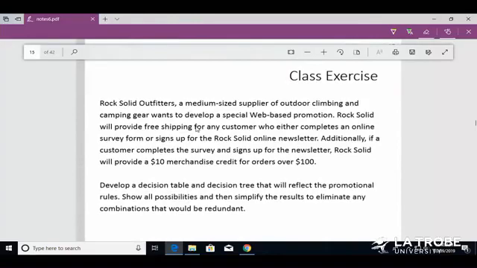Okay, guys, any questions so far? Any question about the decision table or decision tree? All good? All right, now your turn. Please have a look at this class exercise, read the case study, and try to create your decision table and decision tree as well. Just for the next 5 minutes.